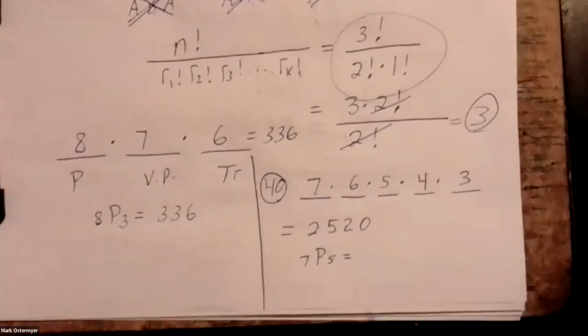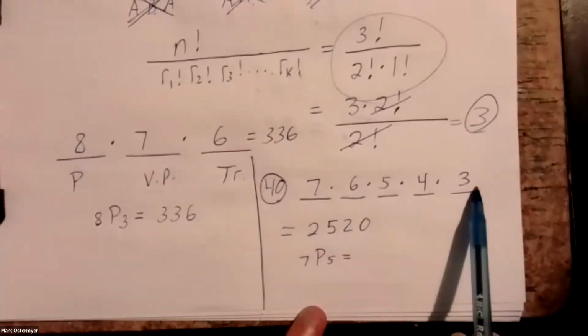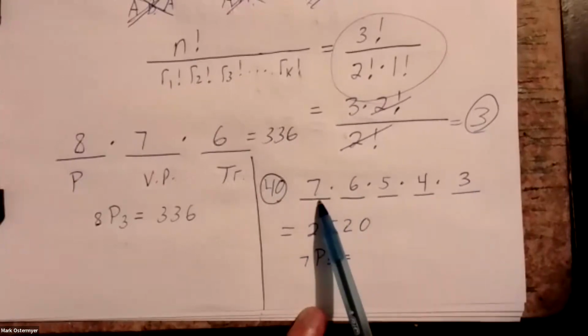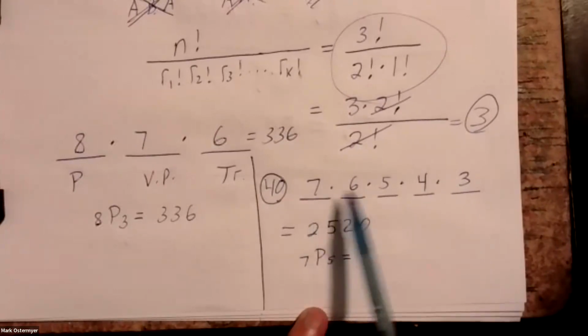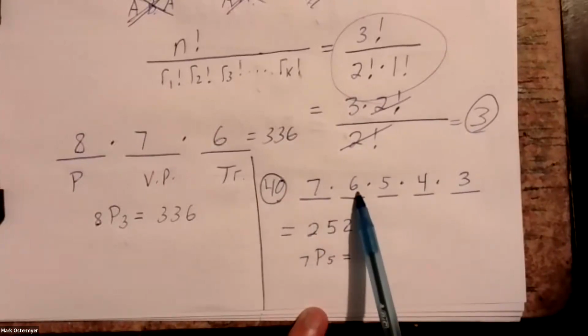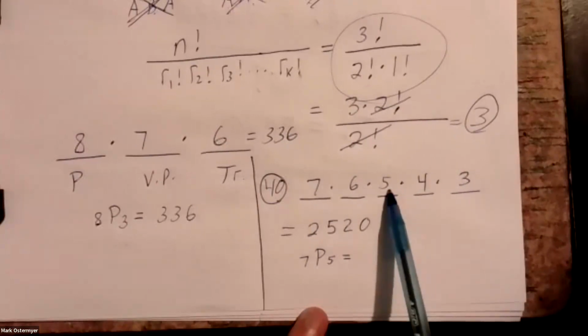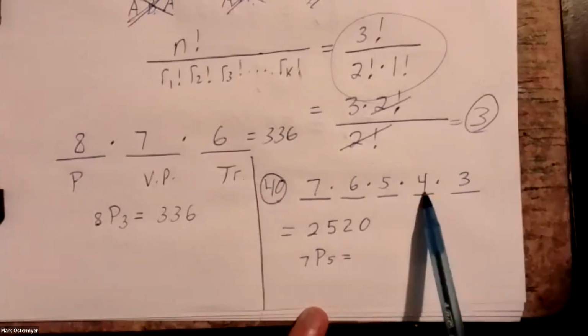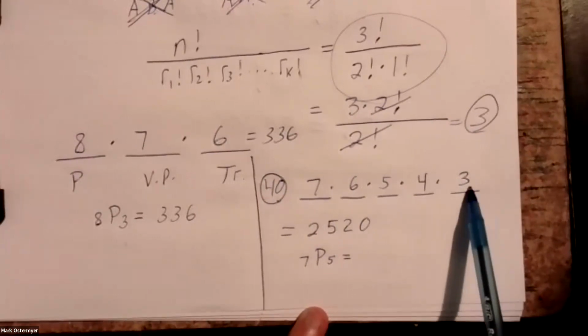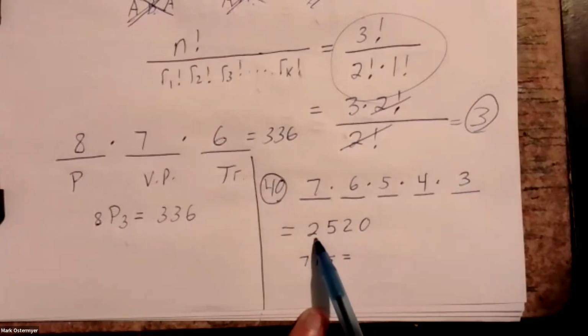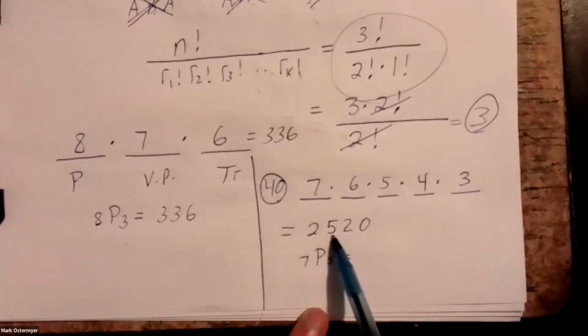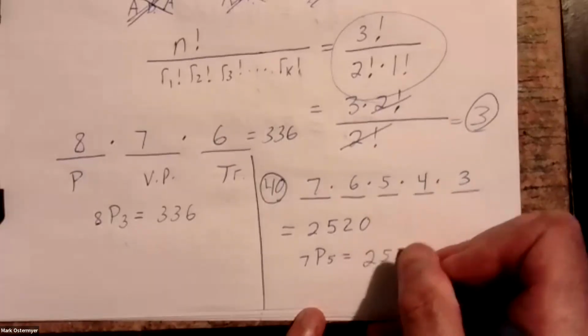All right, so you've got 7 different lab experiments to assign to 5 different people in a specific order. There's 7 ways of assigning a lab to person 1, 6 ways to assign a lab to person 2, 5 remaining labs for person 3, 4 different labs for person 4, and 3 different labs for person 5. The number of arrangements in a specific order is 2,520, or this would be 7 permuted 5 ways, which would also give you 2,520.